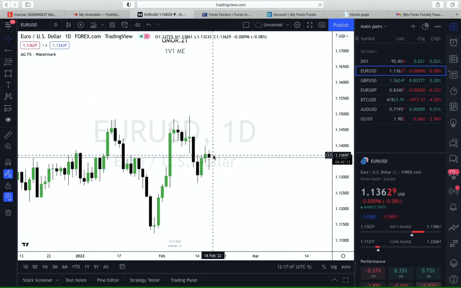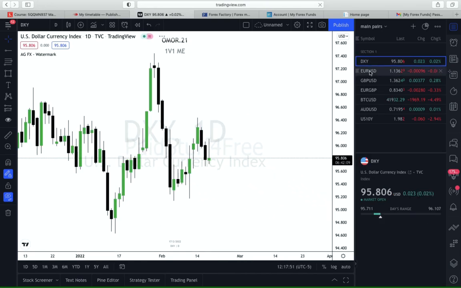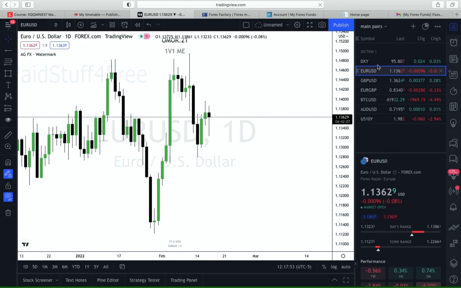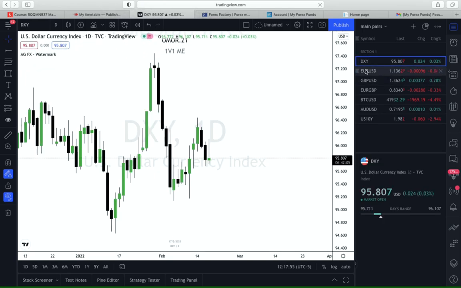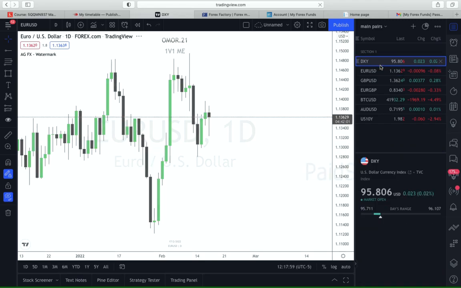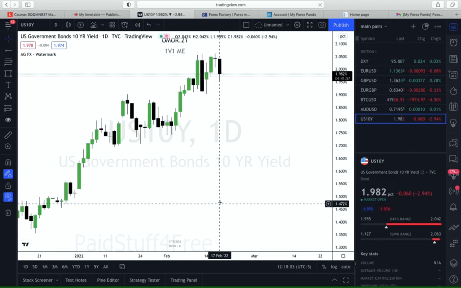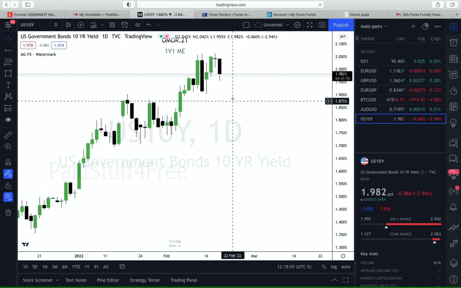And before you even get your bias from the Euro USD, you need to get your bias from the DXY, because when they're in line together, that is the highest probability trade you can get for Euro USD. Now, to get in line with the DXY, you need to get in line with the US 10-year bond yields. So just a recap of this one.